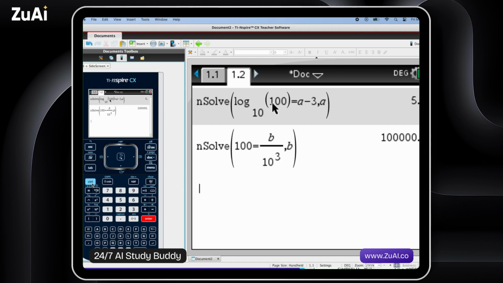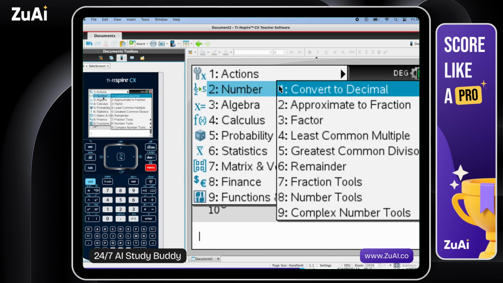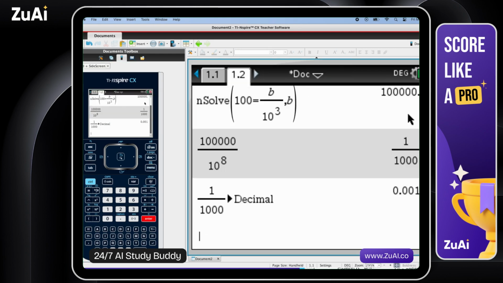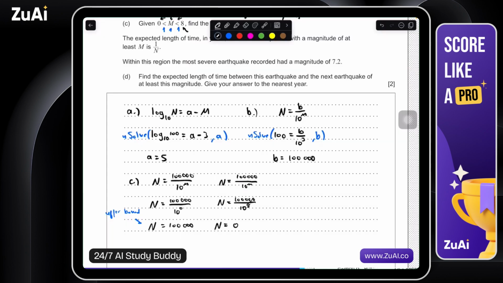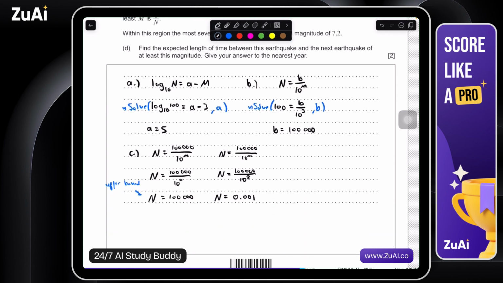So on the calculator screen, set up a fraction, 100,000 over 10 to the 8, and it gives us 1 over 1,000. Let's write this out as a decimal, 0.001. So let's go back to the document here, 0.001.